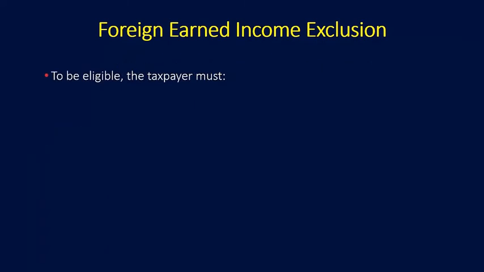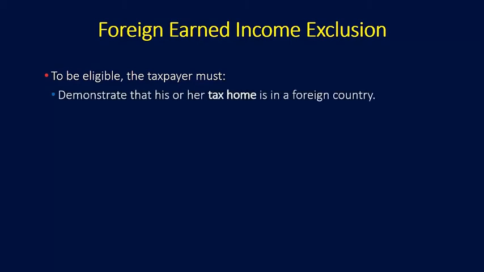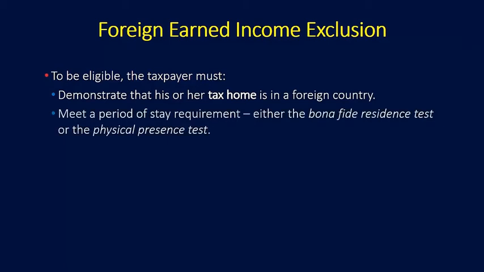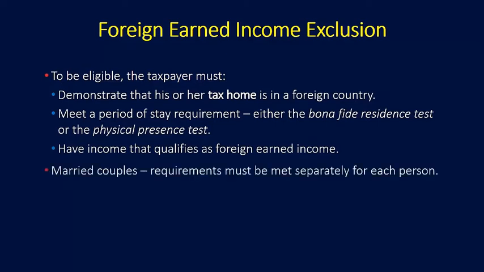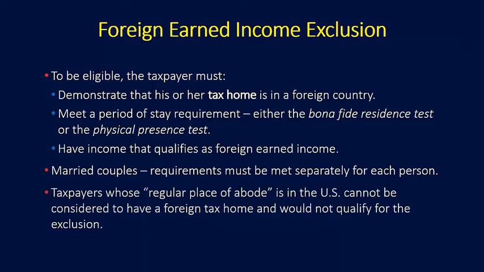To be eligible, the taxpayer must demonstrate that his or her tax home is in a foreign country. Taxpayer must meet a period of stay requirement, either what's called the bona fide residence test or the physical presence test. Taxpayer must have income that qualifies as foreign earned income. And for married couples, requirements must be met separately for each person. Taxpayers whose regular place of abode is in the United States cannot be considered to have a foreign tax home and would not qualify for this exclusion.